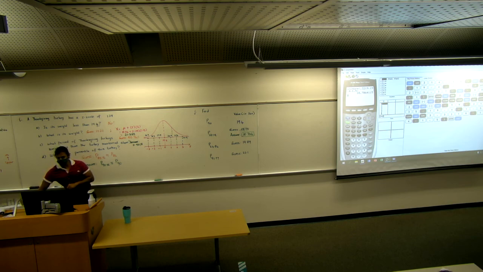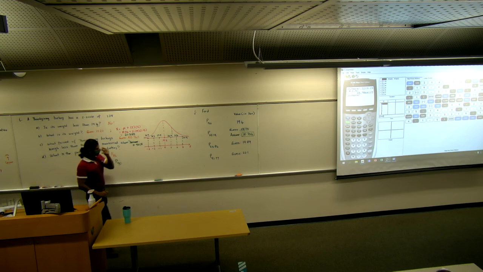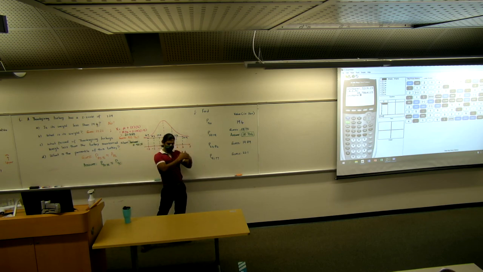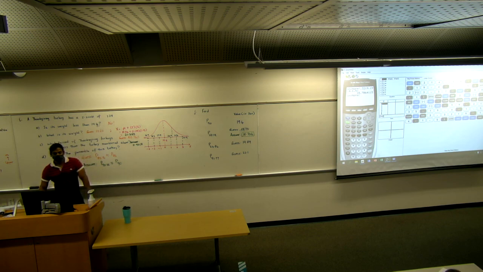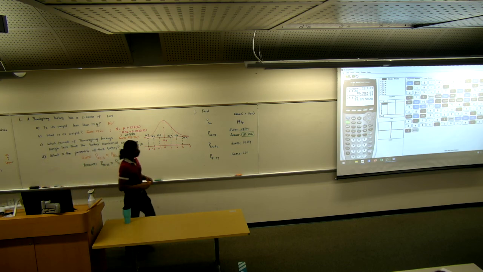Same, second, vars, option 3. What is the area below that particular percentile? It's 0.6484. Mean, standard deviation. We get 19.97.